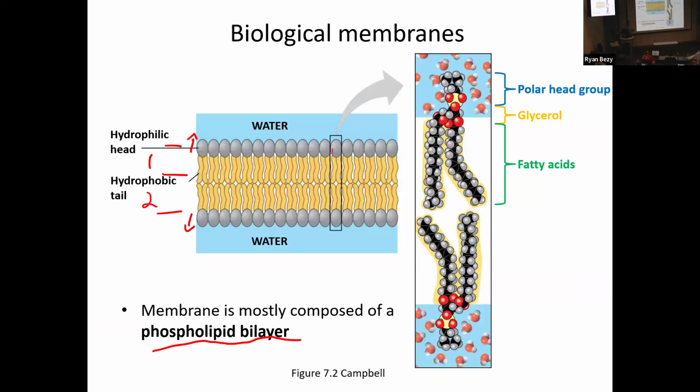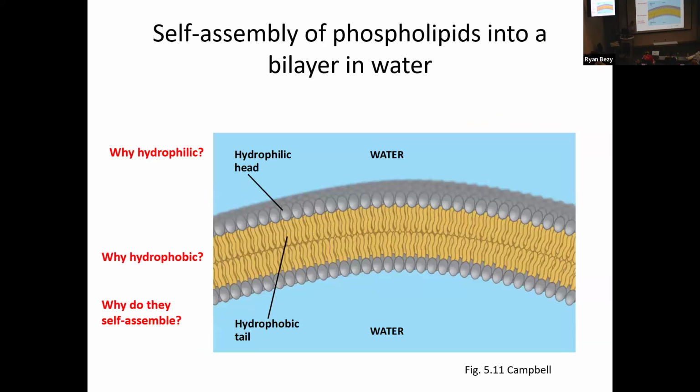This is largely because phospholipids will automatically self-assemble into a bilayer when you have them in an aqueous solution, in a water-based solution. The polar head groups are hydrophilic. Why are they hydrophilic? Because they're charged.